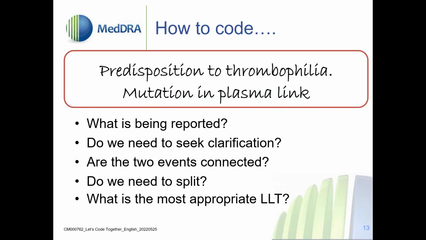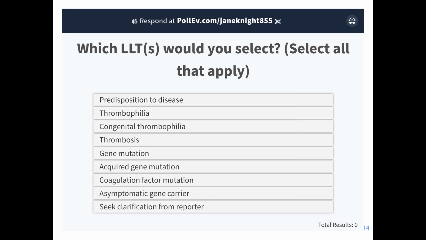The first verbatim is quite complex. We are told that the patient has a predisposition to thrombophilia and a mutation in plasma link. Do we understand what has been reported, or do we miss information here? And are the two findings related to each other so that we have to split code? What do you think? Jane has also put this verbatim in the chat so that you can see it. How would you approach this verbatim?